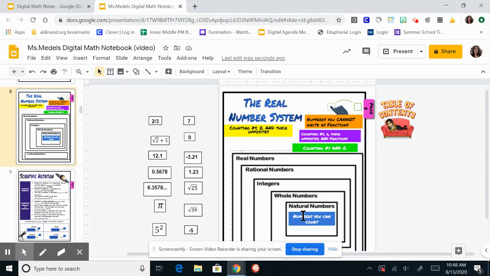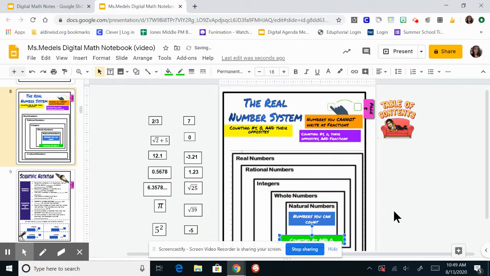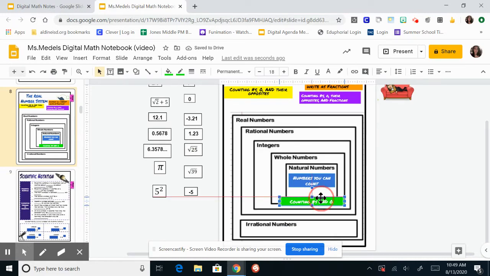This is a set. Now, natural numbers are a subset of whole numbers. That means that they fit into the category whole numbers. So whole numbers are going to be numbers that you can count and 0. Like I said, natural numbers are a subset of whole numbers. So with whole numbers, we're going to have all of the counting numbers, and now we're going to add 0.